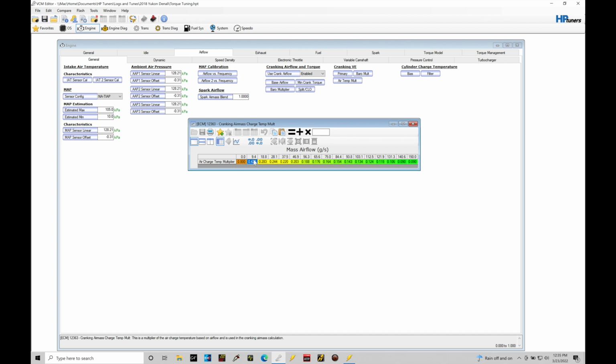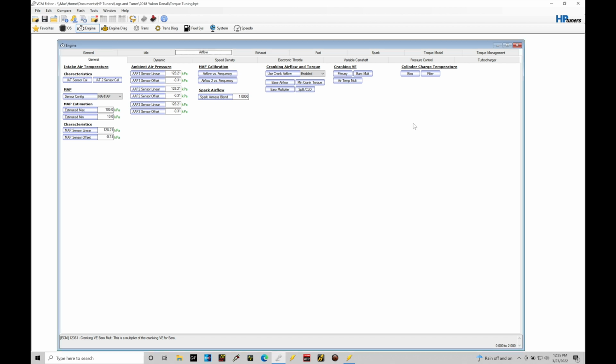Now we'll be here mainly under cranking conditions, right about here. That would be pretty reasonable to expect. We're going to be in pretty low mass airflow amounts, but this is going to have a multiplying type of effect on the primary table here. So this is going to represent the air mass coming into the engine.